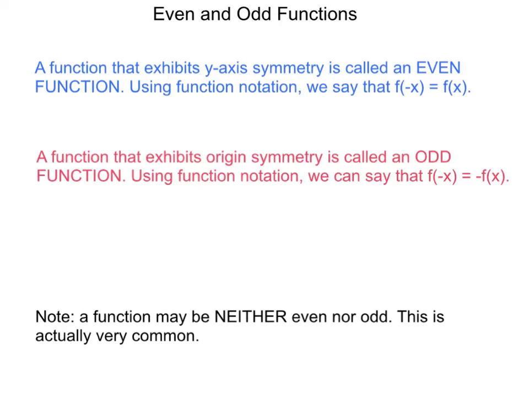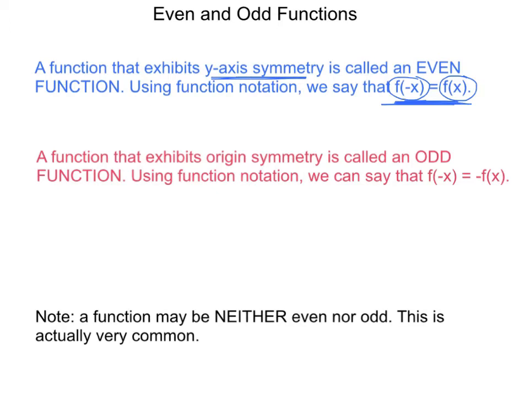And using function notation, we can actually say something a little bit more specific about that. What we can say is this right here, that f of negative x is equal to f of x. Specifically, that means if you have an even function, in other words a function that has y-axis symmetry, plugging in negative x is exactly the same as plugging in x. So f of negative x is the same thing as f of x.